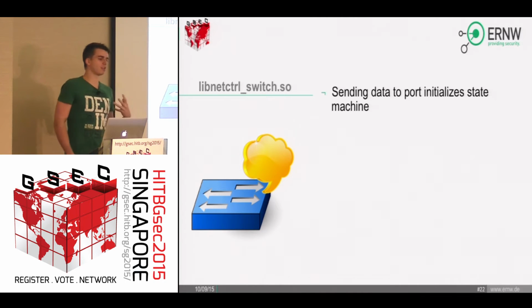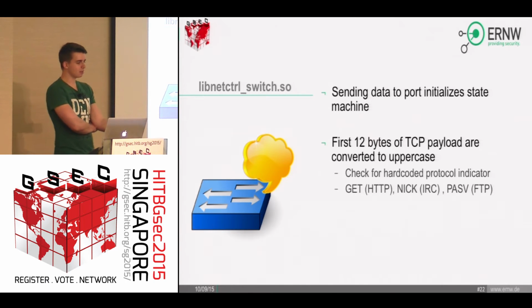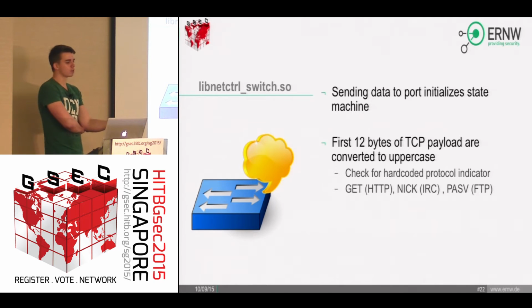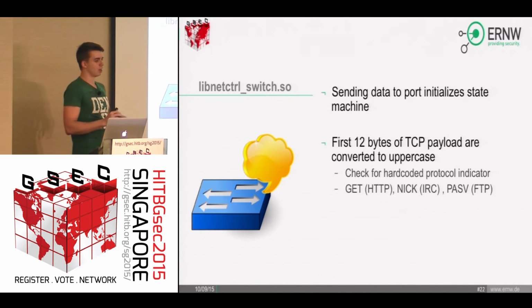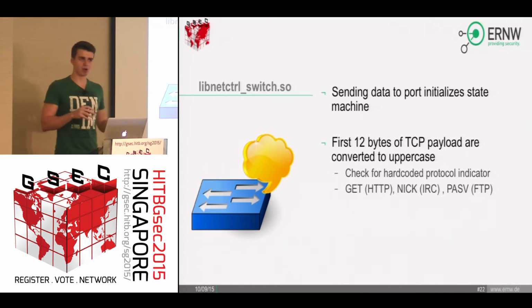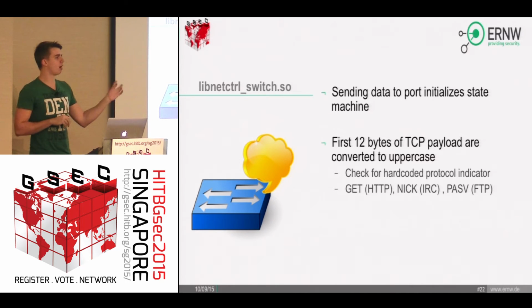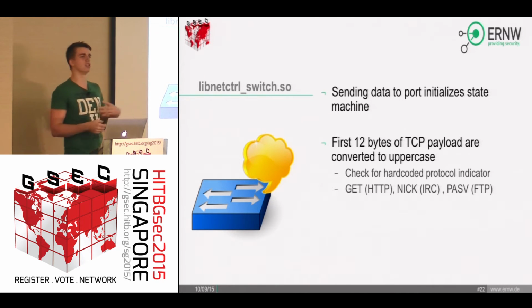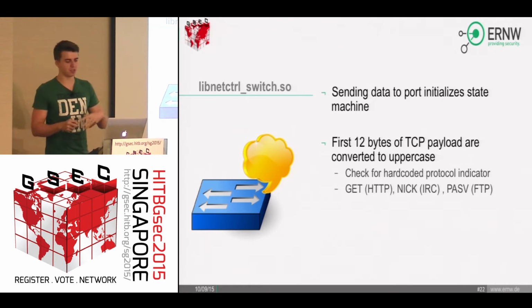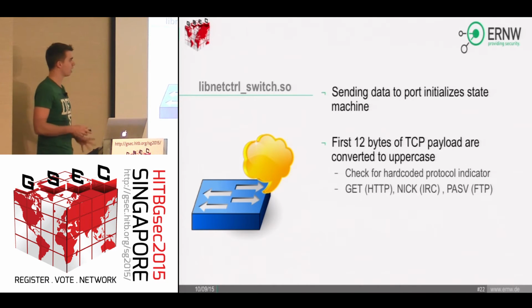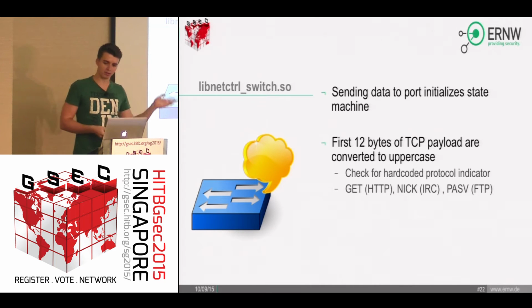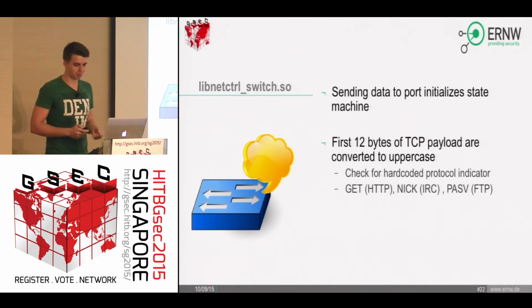Now, if you send data to a new TCP port, then they initialize a state machine. The first step of the state machine works by just taking the first 12 bytes of the TCP payload and then converting them to uppercase. This is kind of a crude approach, but they basically just check then for hard-coded protocol indicators. So if they see a GET, they know it's HTTP. If they see a NICK, they know it's IRC and stuff like that. So yeah, it's a way you can do that, probably.